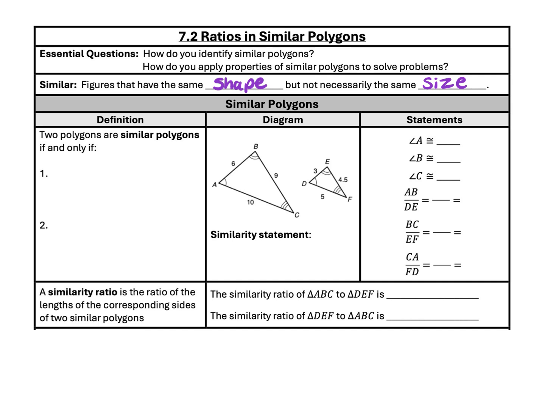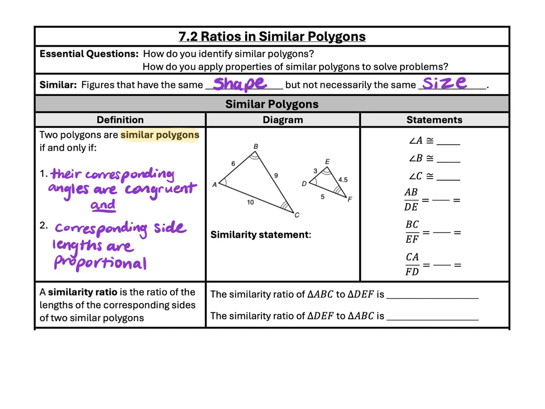When checking if polygons are similar polygons, there's two criteria that they have to meet. Their corresponding angles have to be congruent, so the exact same measures, and their corresponding side lengths have to be proportional. Remember that proportional just means that they're in the same ratio.